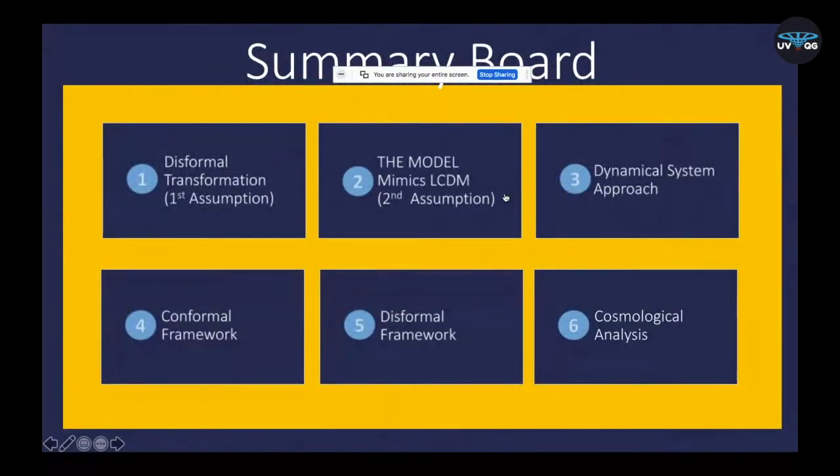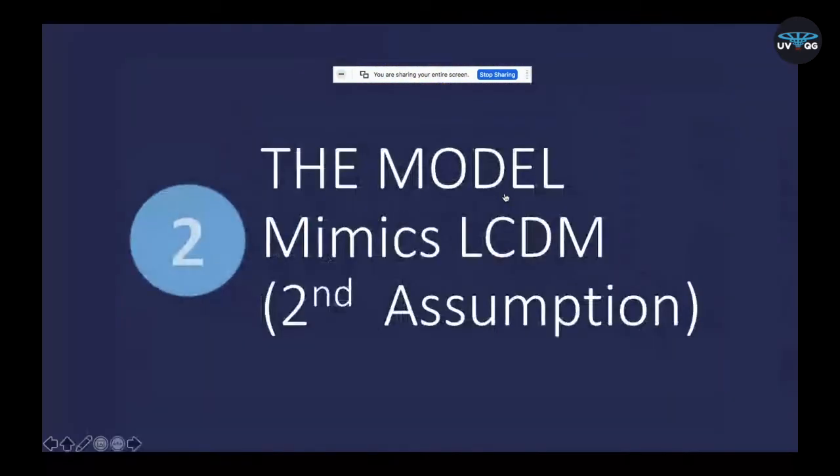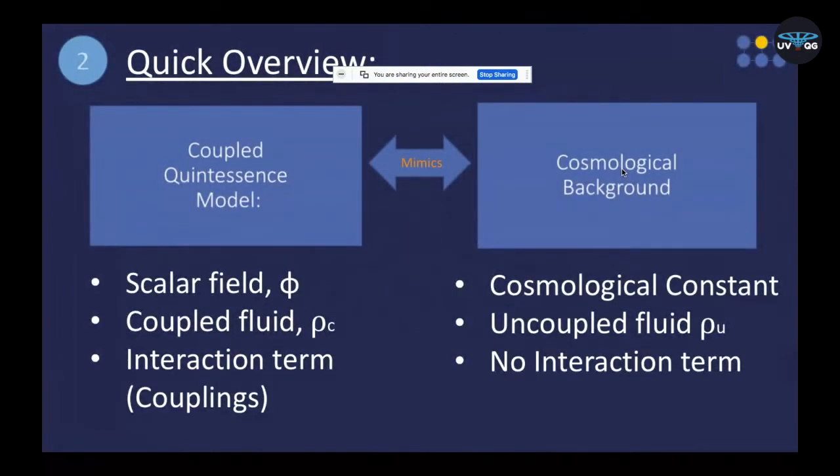This was one of the first assumptions, but the main assumption, as I said, is that our gravitational model mimics lambda CDM. A quick overview of what I mean is we are working on a coupled quintessence model. In this model, I have a scalar field which is coupled to a fluid, and both of them are interacting. This model is mimicking the cosmological background, which has a cosmological constant and a fluid. Mostly, I refer to it as an uncoupled fluid to cater for different scenarios.